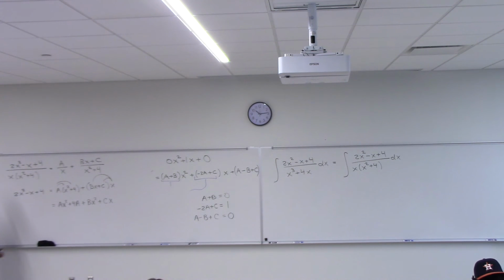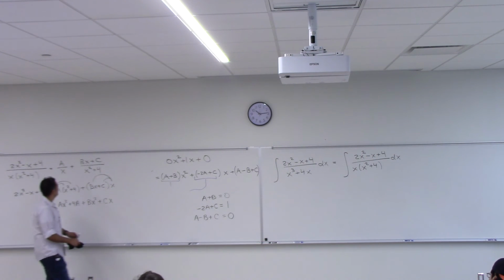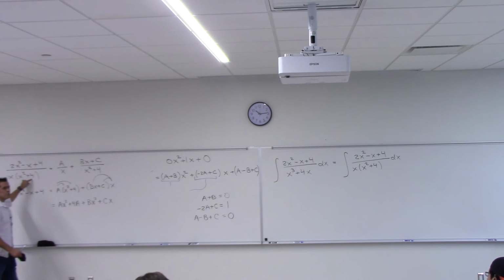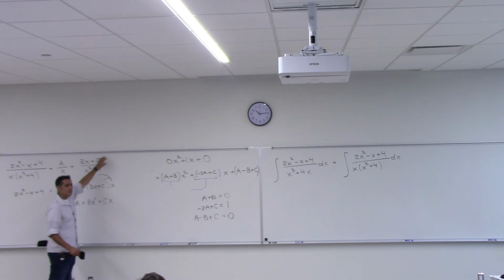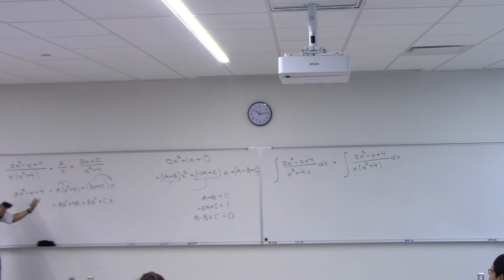You're looking at this weird. Are you all right? Did I go too quick there? Where did the C come from? This is an irreducible quadratic, right? Anytime we have an irreducible quadratic, we put a linear expression on top, Bx plus C. That's part of the format of the way we always do it. That has to match this side.